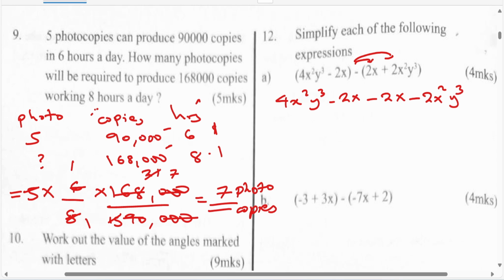That is if you open up the bracket, because negative times positive gives you a negative. So minus 2x minus 2x. Collect the like terms. So for x squared y cubed minus 2x squared y cubed. Hii ni like term ya hiyo ingine. Minus 2x minus 2x.